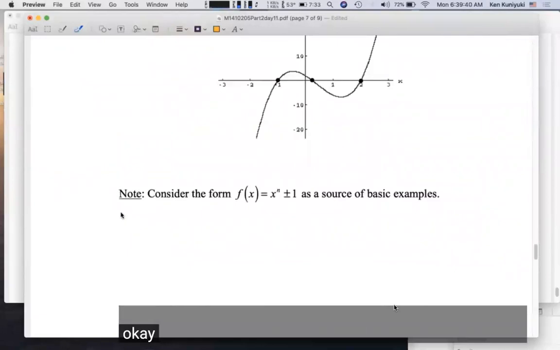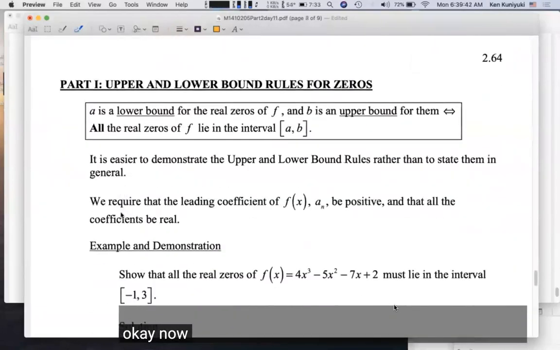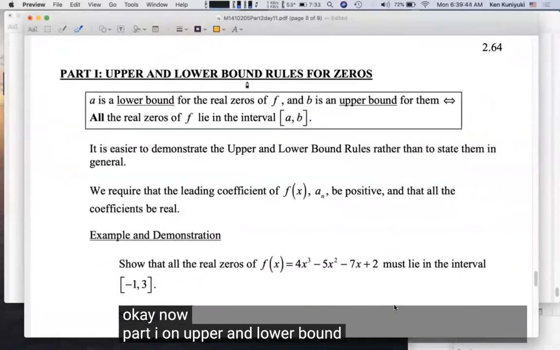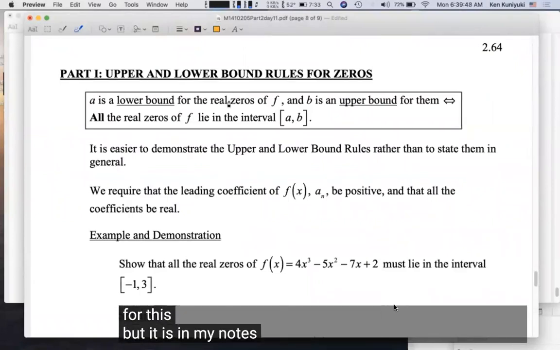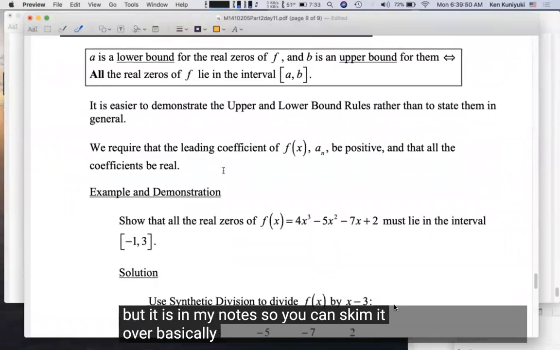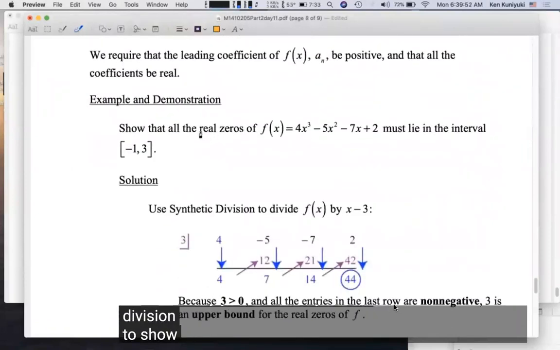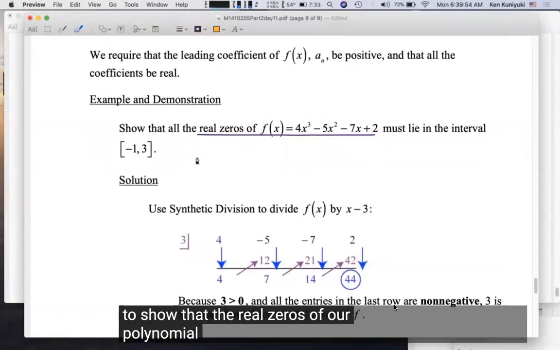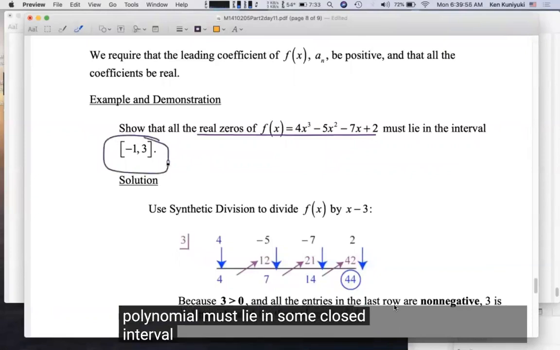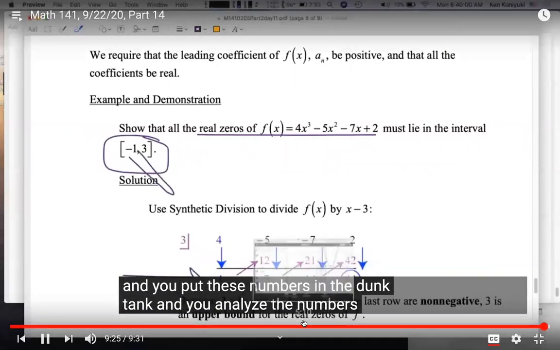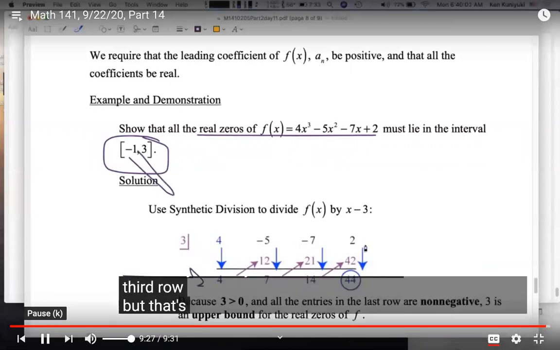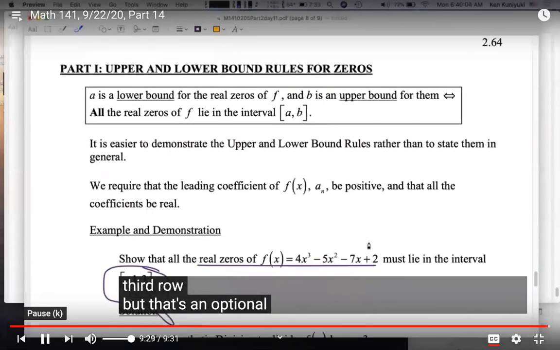Now, part I on upper and lower bound rules, I'm not going to hold you responsible for this, but it is in my notes, so you can skim it over. Basically, you can use synthetic division to show that the real zeros of our polynomial must lie in some closed interval. And you analyze the numbers in the third row. But that's an optional portion.